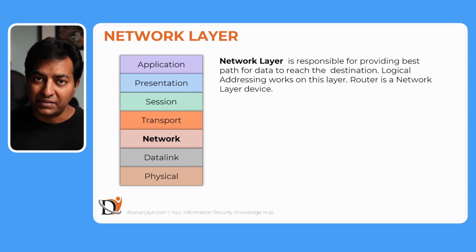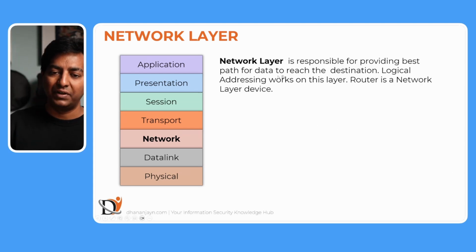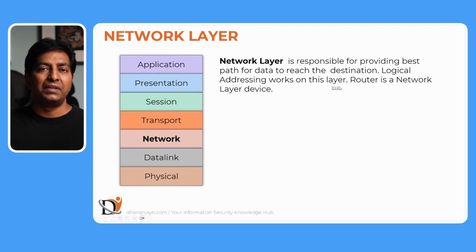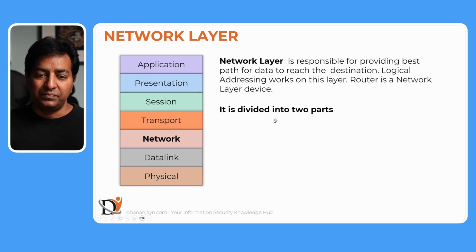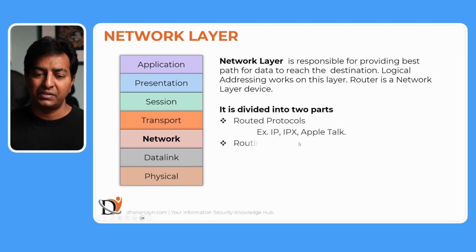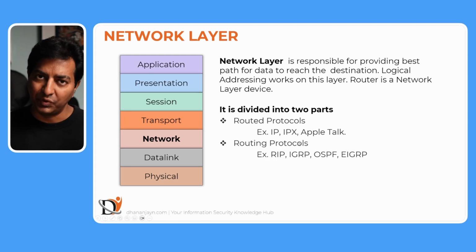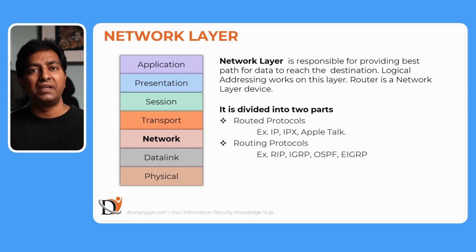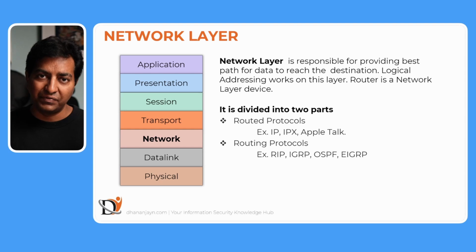Network layer is responsible for providing the best path for the data to reach the destination, and logical addressing works on this layer, and router is a network device which works at this particular layer. This layer is divided into two parts. One is the routed protocols and the other one is routing protocols. Talking about routed and routing protocols, let's talk about the routing protocols first. Here you can see RIP, IGRP, OSPF, and EIGRP. These are some of the examples of routing protocols.